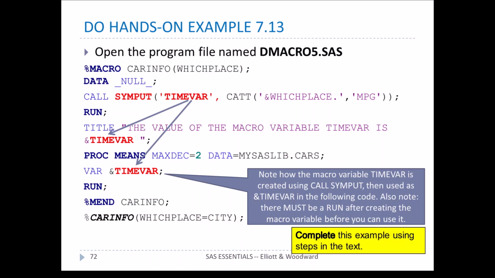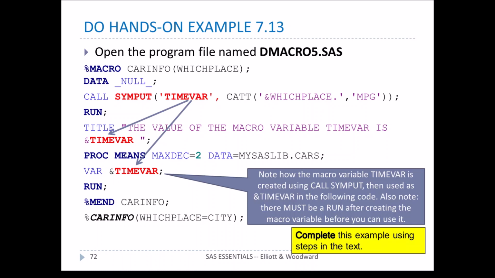So let's look at an example. Open up the example 7.13 dmacro5.sas. So I'm going to create a macro called car info, and which place is the piece of information I'm going to send into this macro. I'm going to create a data set called null. Sometimes I do this when I don't want to actually create a data set. So when I create a data set called null, it allows me to pretend I'm in a data step, but it's not actually going to create any data. It's just going to do whatever I've put in code in here. And sometimes I want to do that. Maybe I just want to print out some stuff or do some other things, but I don't want to actually create a data set.